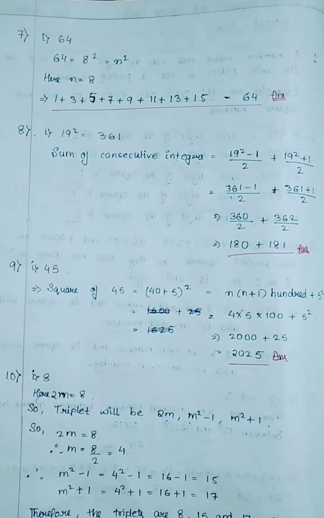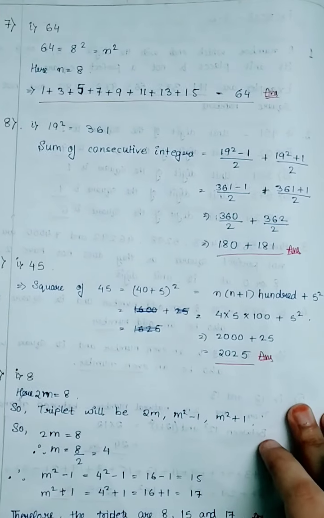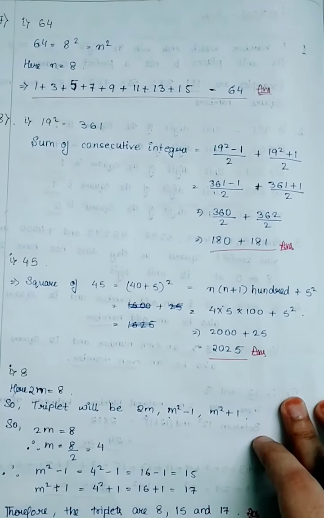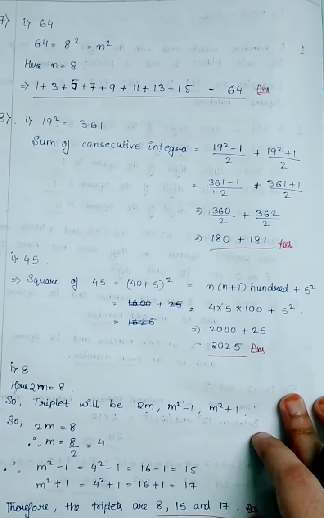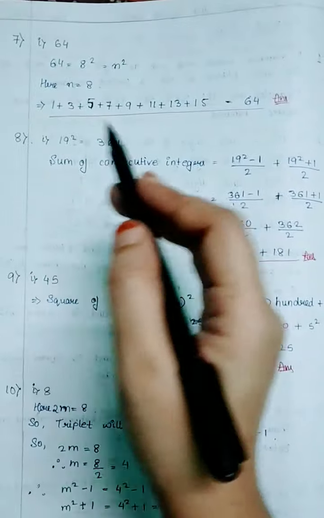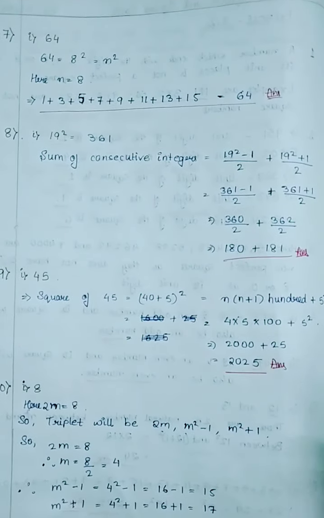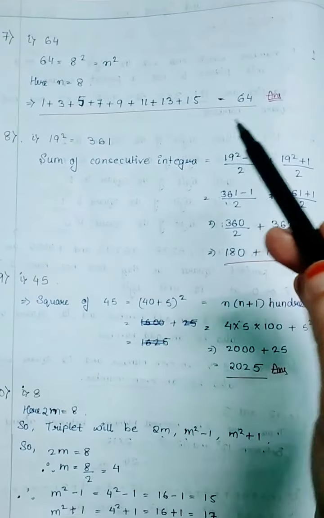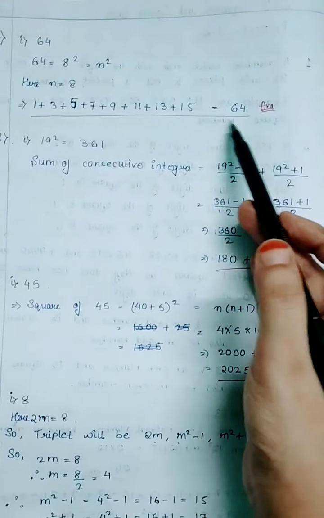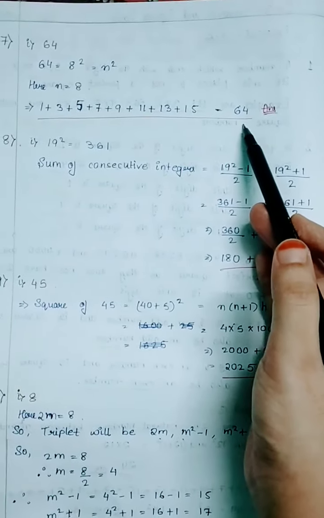Then moving on to the next question. Question number 7 is 64. You have to write it as a sum of odd numbers. 64 is the square of 8, so we have to write 8 odd numbers: 1, 3, 5, 7, 9, 11, 13 and 15. When you add them, you can check, you'll get 64.